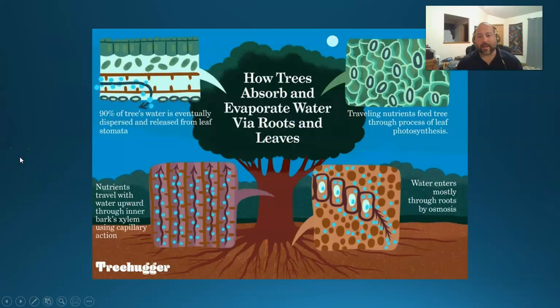Here's a quick summary of some of the stuff we've talked about, right? 90% of the tree's water, we think it's probably closer to 95%, is eventually dispersed and released through the leaf stomata through the process of transpiration. Nutrients feed the tree through the process of photosynthesis. We know that part already. Water is going to enter the roots, mostly through osmosis, and the nutrients are going to travel upward through the bark's xylem using that capillary action. They're going to pull water right on up, and that's going to get us our minerals to our tree.